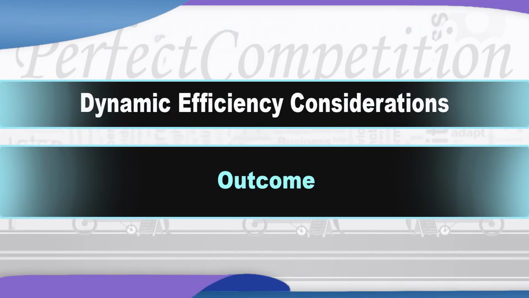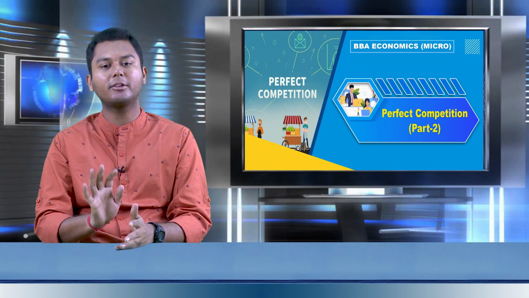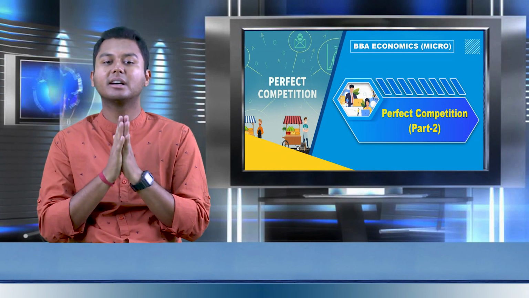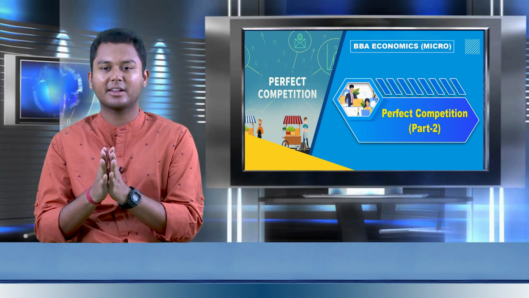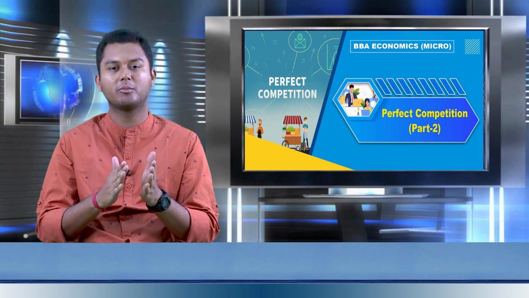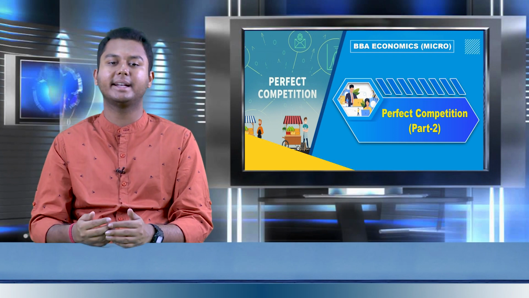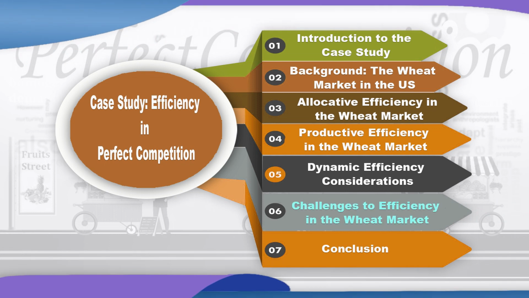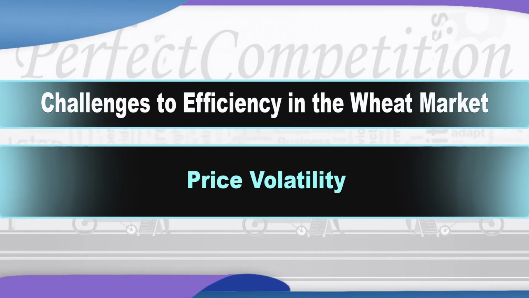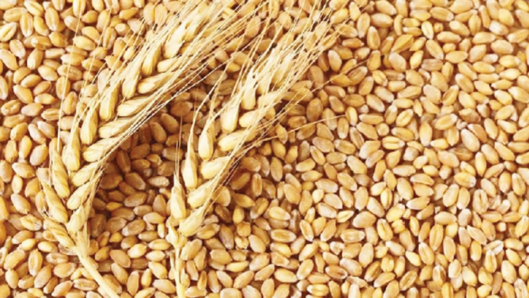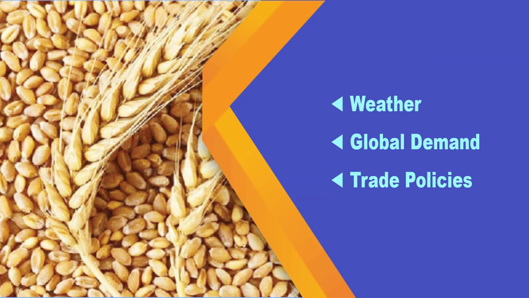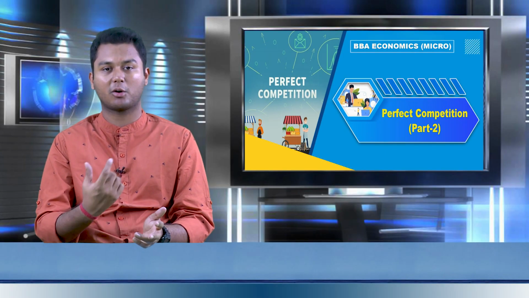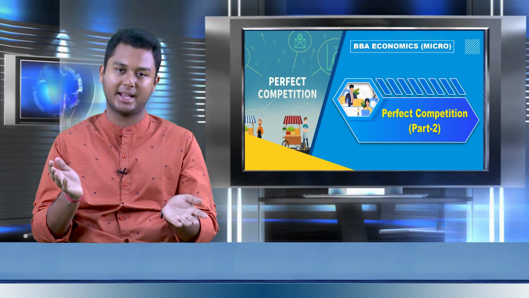So, if we look at the outcome, while perfect competition typically focuses on static efficiency, the wheat market also exhibits dynamic efficiency through ongoing improvements in production techniques, which help in maintaining productivity and efficiency over a long time. So, what are the challenges to efficiency in this particular market of wheat? First is price volatility. The wheat market is subject to significant price fluctuations due to factors like weather, global demand and trade policies. This can disrupt allocative efficiency by causing short-term imbalances between supply and demand.